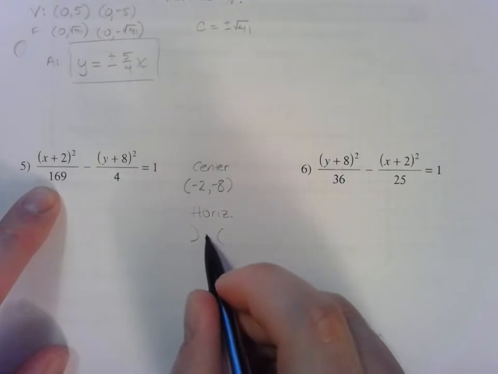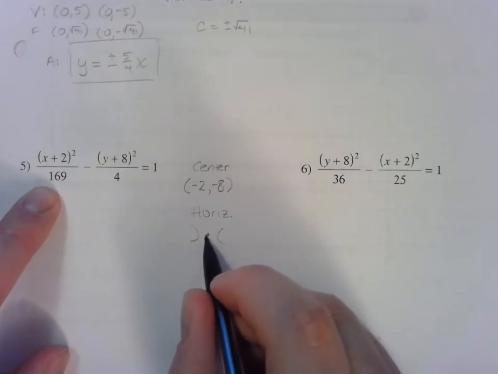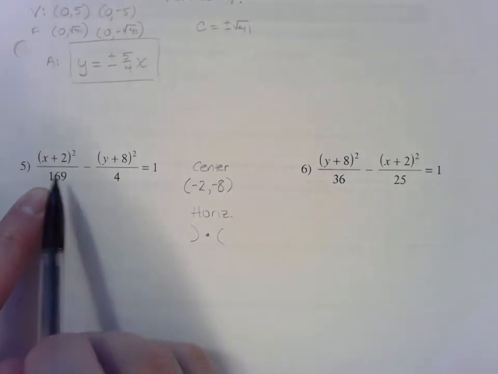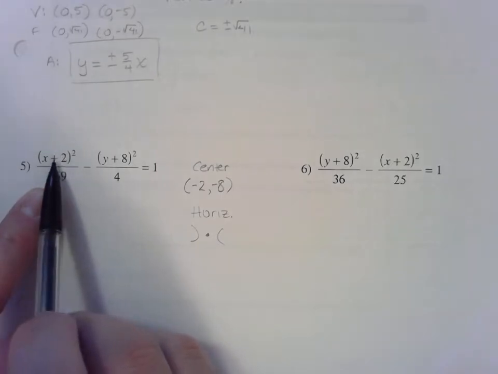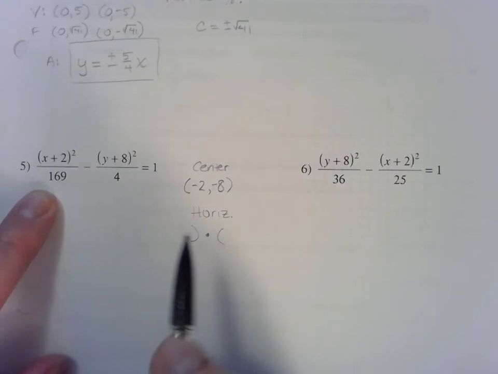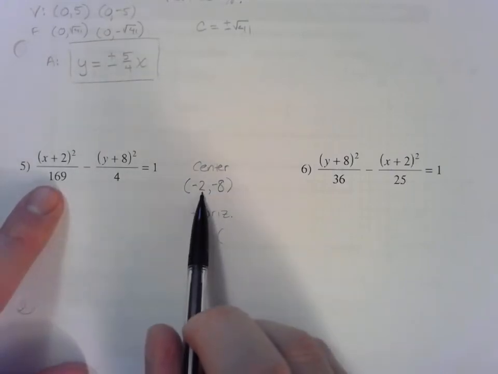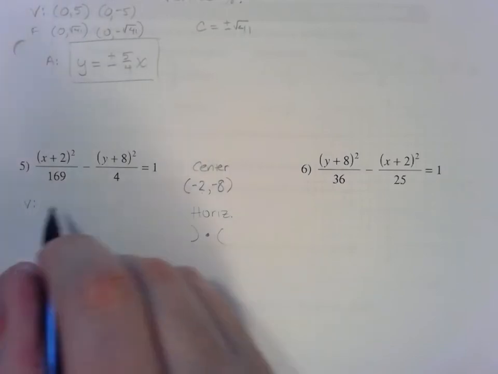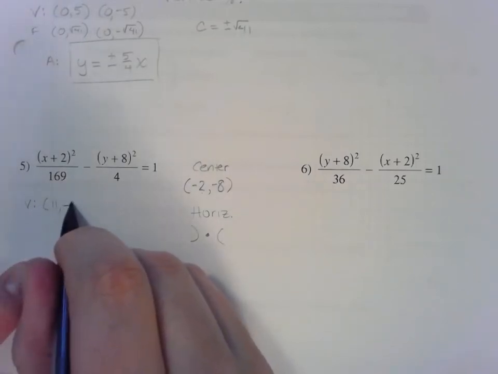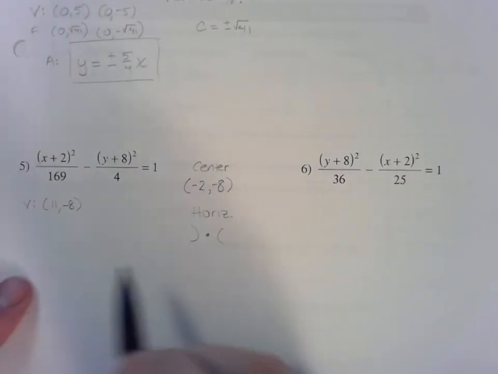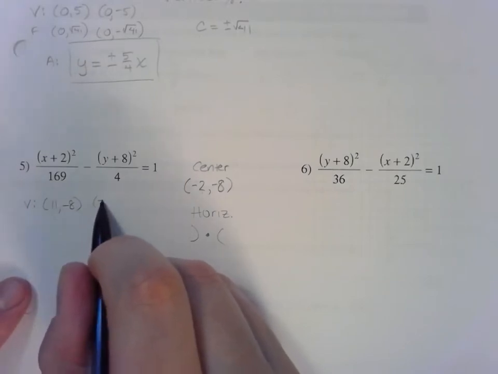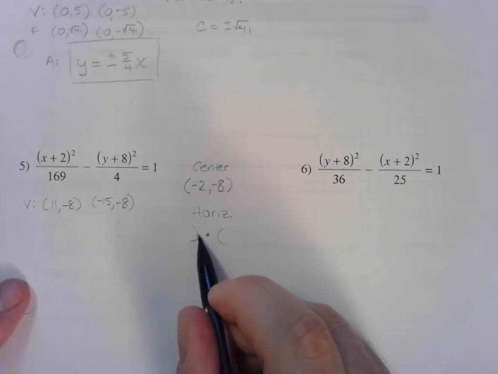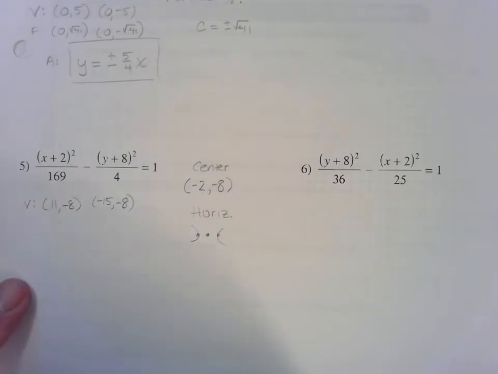So if this is our center, -2, -8, what we're going to do is add and subtract 13 units to the x-coordinate of your center. What is 13 more than -2? 13 more than -2 is 11. What's 13 less than -2? -15, -8. These would be your two vertices.